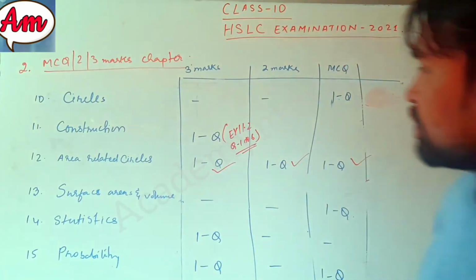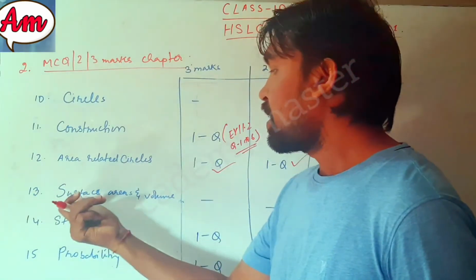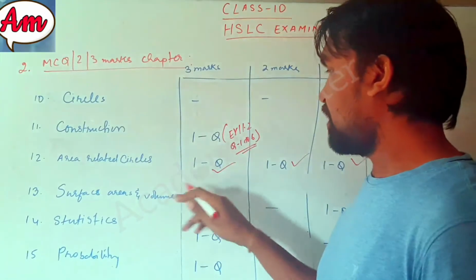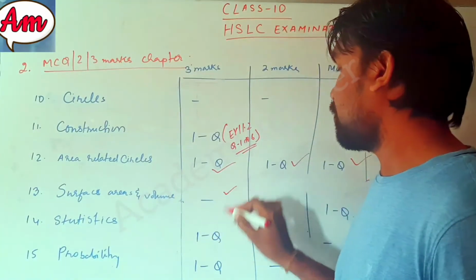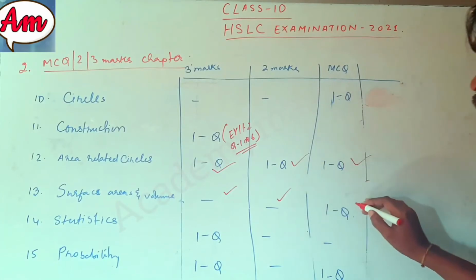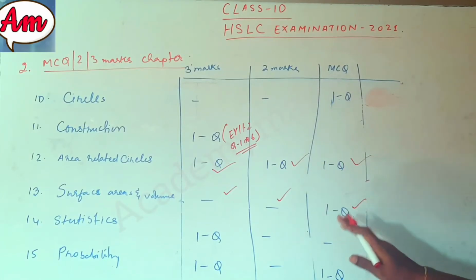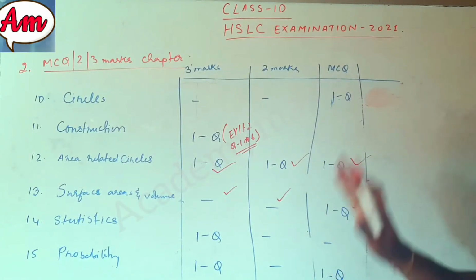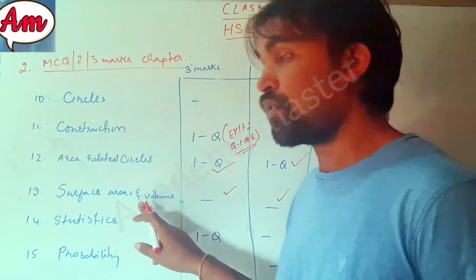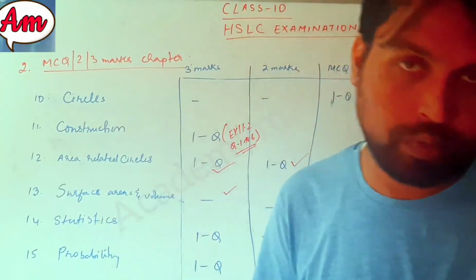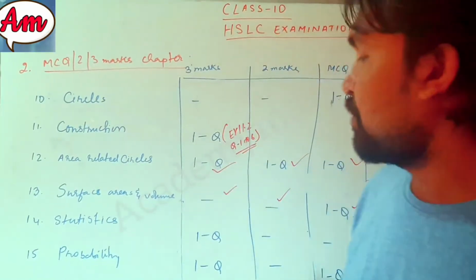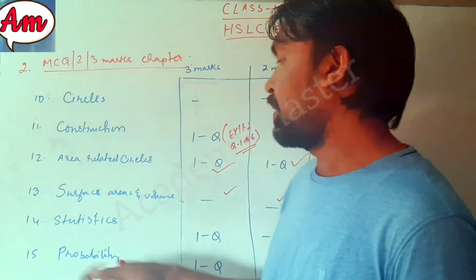Next, chapter 13, Surface Areas and Volumes. In this chapter you will not get any 3 mark questions. You will not be getting any 2 mark questions, but an MCQ and a 5 mark question will be coming from this chapter. Again I am repeating, from chapter 13, one 5 mark question will be coming and 1 MCQ will be coming. So chapter 13 MCQ becomes important, you need to study it properly.